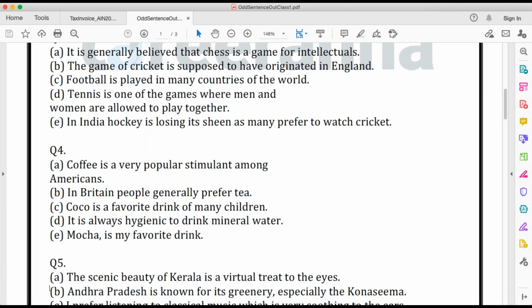Question number 4, interesting. Let me see how many of you get it correct. Perfect. Great. All other sentences are talking about beverages. One sentence is talking about water. It's water versus beverages. The correct answer is option number D.